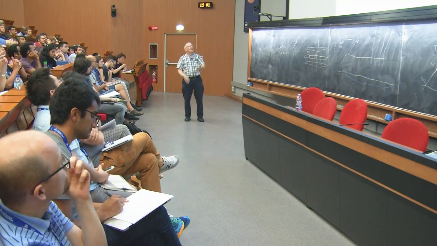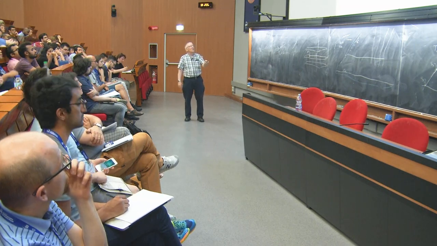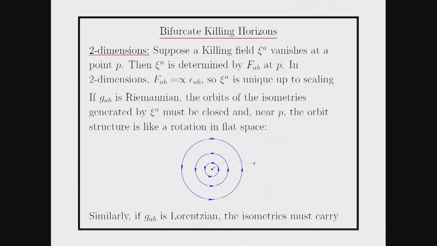I'll go up in dimension easily in a moment, but let's consider the case where a Killing field vanishes at some point P. Here's the point P. Then the anti-symmetrized derivative in two dimensions has to be proportional to the volume element at P. So in fact, the Killing field is unique up to scaling. There can't be more than one Killing field up to scaling that vanishes at P.